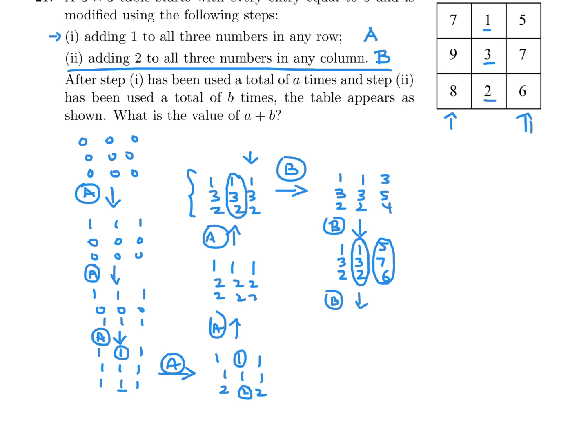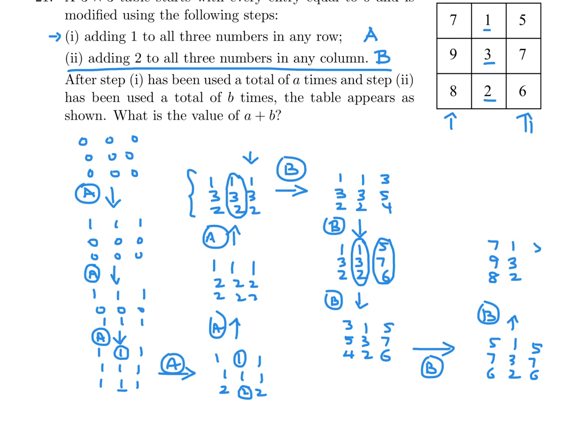A B will do it. Well, it will at least help. 3, 5, and 4. Everything else stays the same. Another B would be 5, 7, and 6. And then finally, one more B would be 7, 9, and 8. And I think that completes the entire box, whatever you want to call it, table.